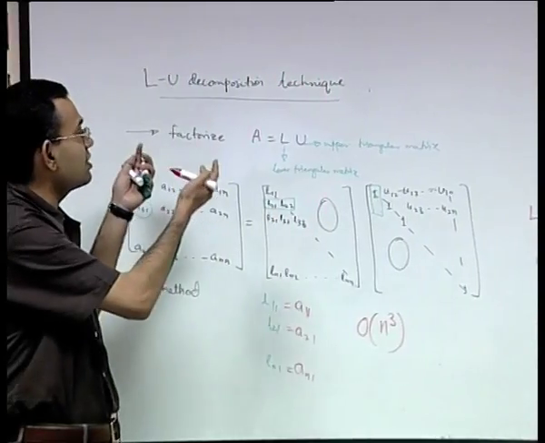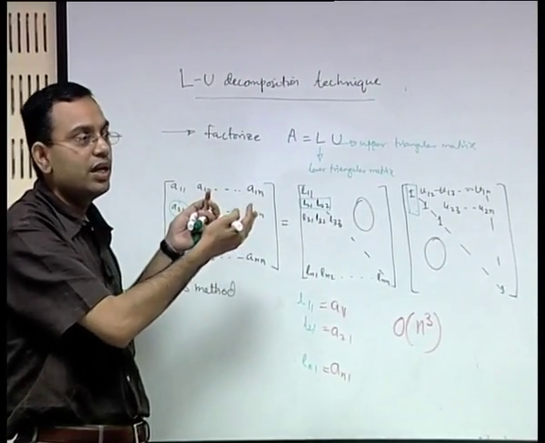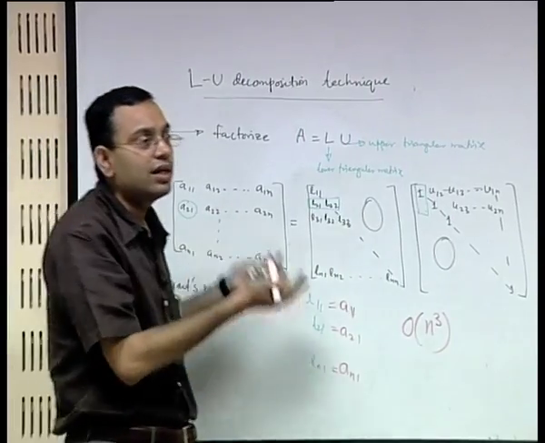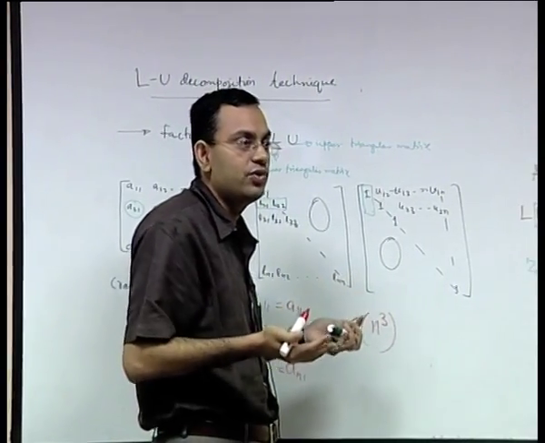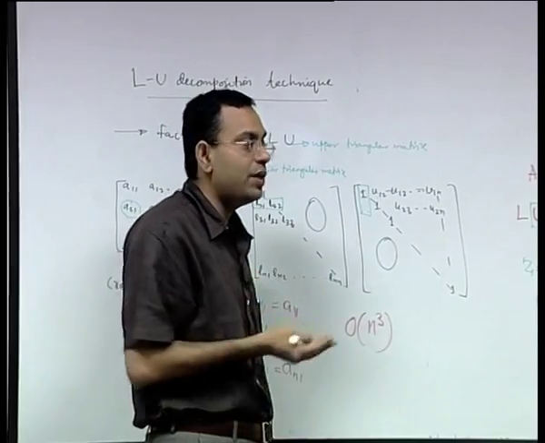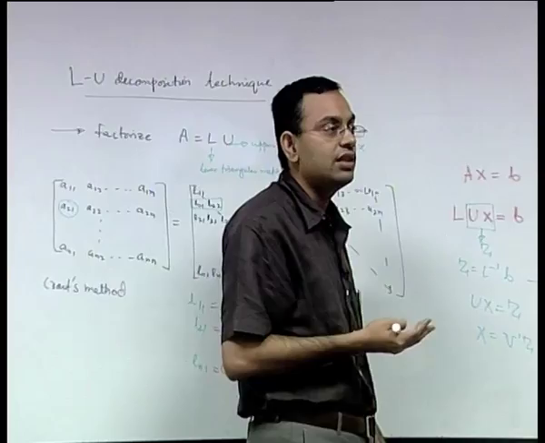So, why at all is this method used when you already have Gaussian elimination? What advantage does it give to us? So, let us stop here today and we will try to answer this question in the next class.